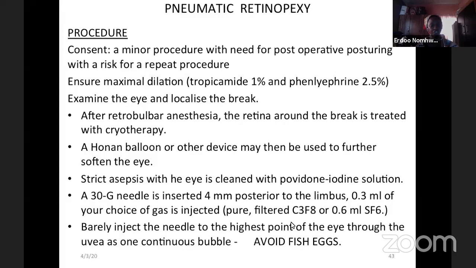And then you inject 0.3 mils of the choice of gas you're using. Usually we use pure filtered perfluorocarbon, or you can use 0.6 mils of sulfur hexafluoride. But then it is said that when you're injecting, you should try to inject toward the highest point of the eye, and try and inject only one bubble, because if you don't do that, you're going to end up with fish eggs.